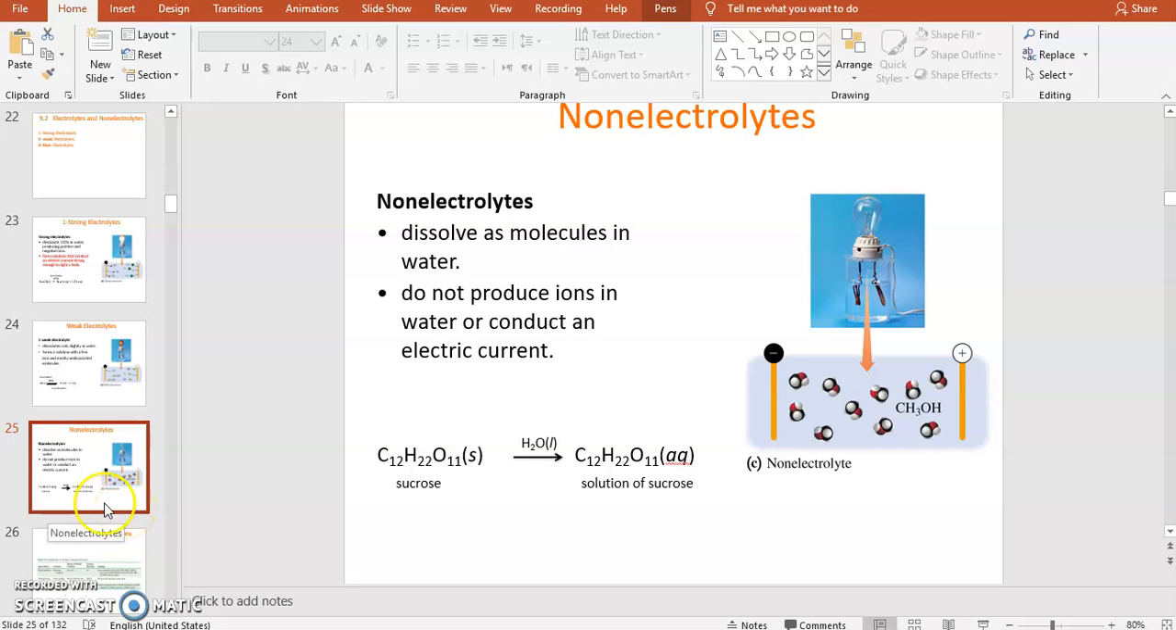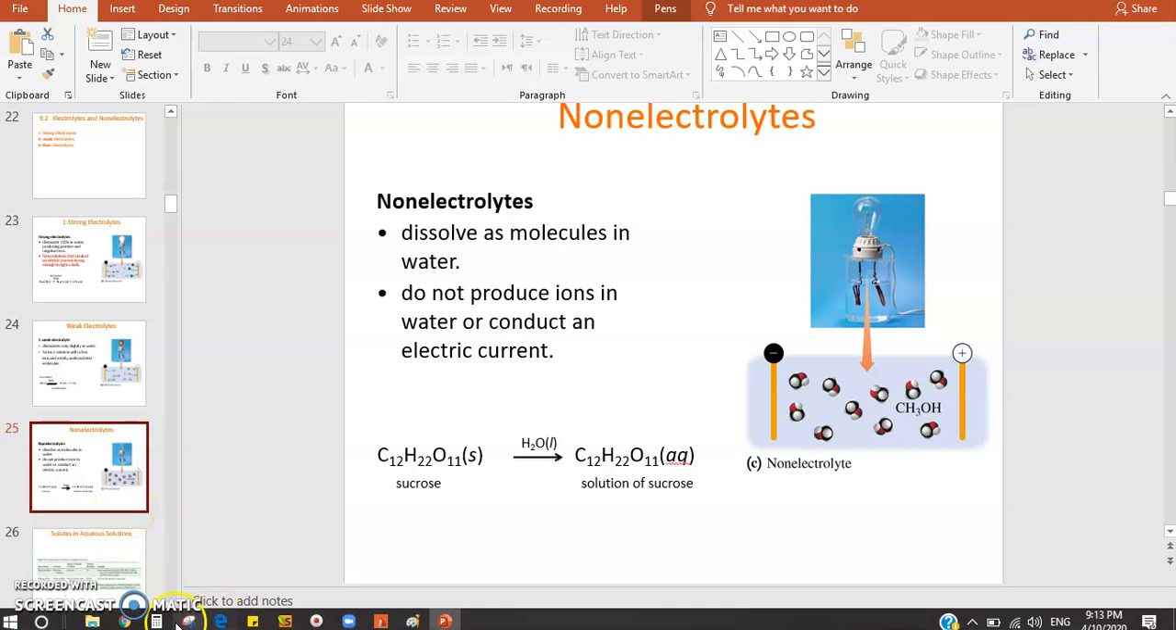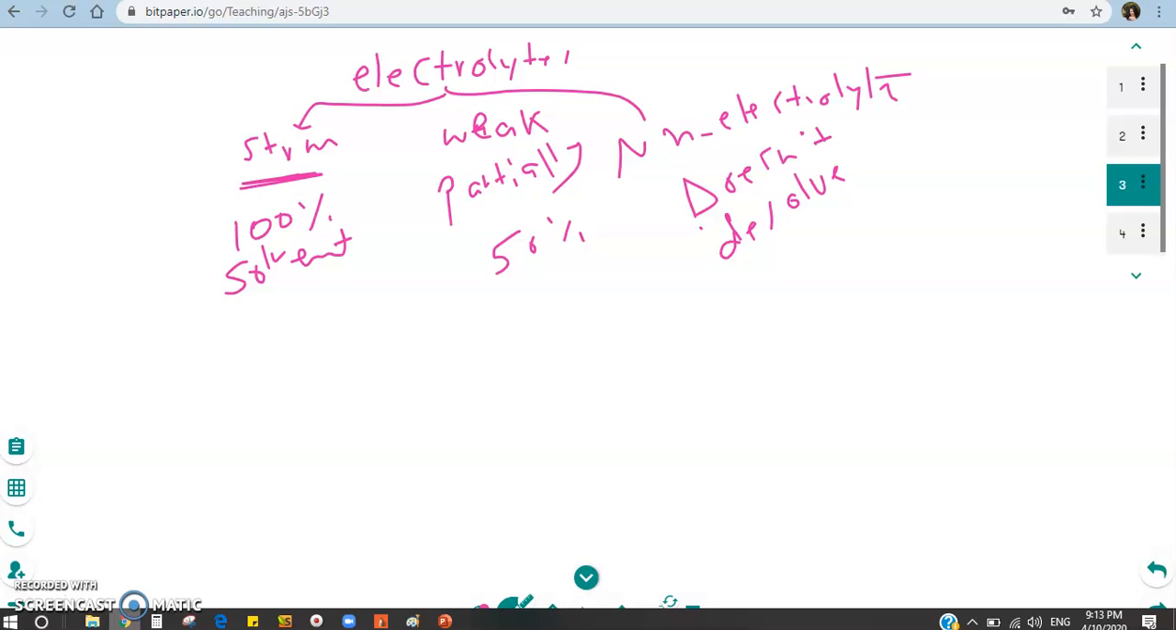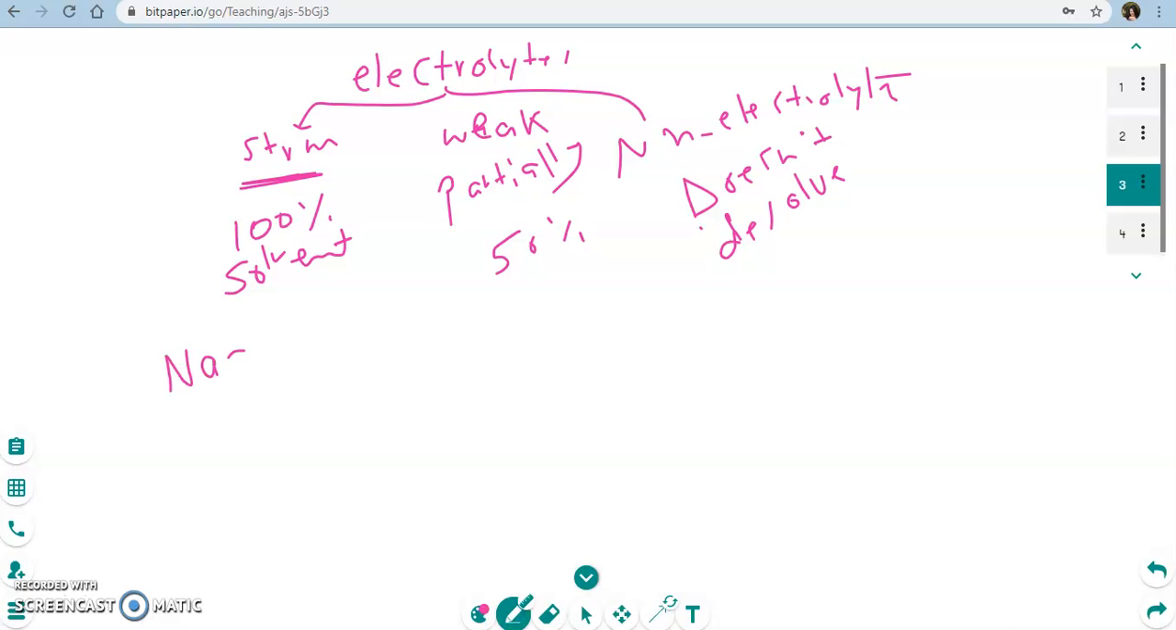And now we can summarize the equations into three major equations. If you have a salt and you see this arrow, and then you see the salt is ionized into positive and negative ions, then you have a strong electrolyte.